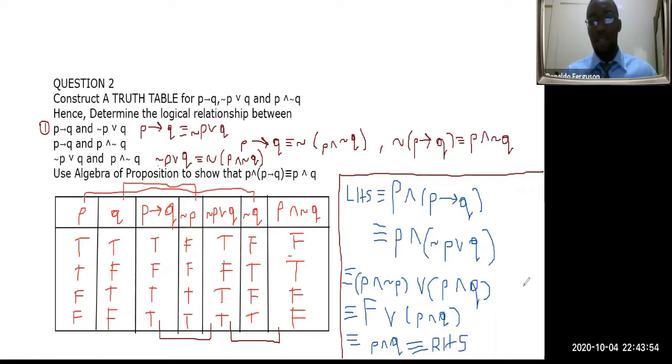Alright, so let's go to question 3. Question 3 says to verify with algebra of proposition that the negation of P and Q or P and Q is a tautology, and verify with a truth table that the negation of P and the negation of P or Q is a contradiction, then show using algebra of proposition that that thing there is a tautology.